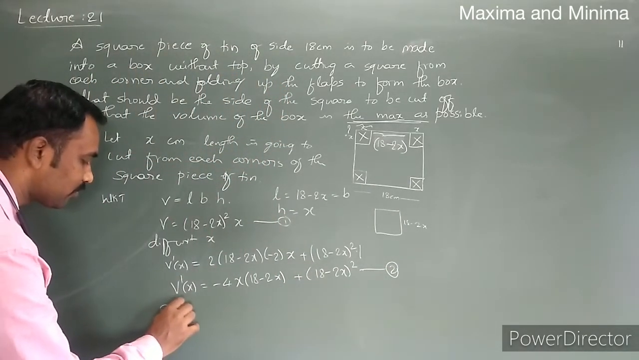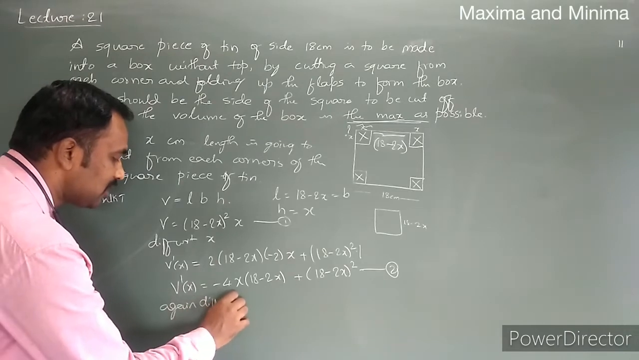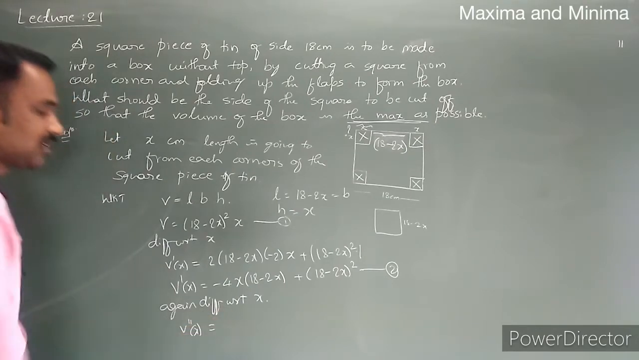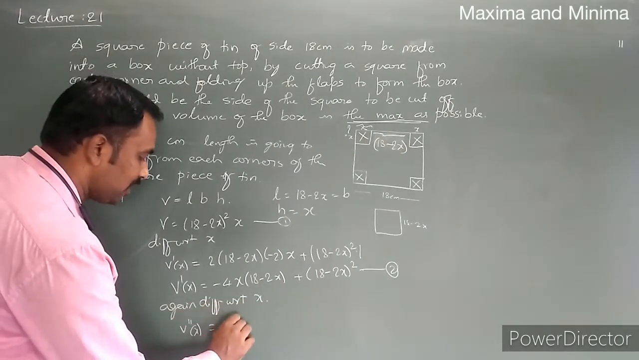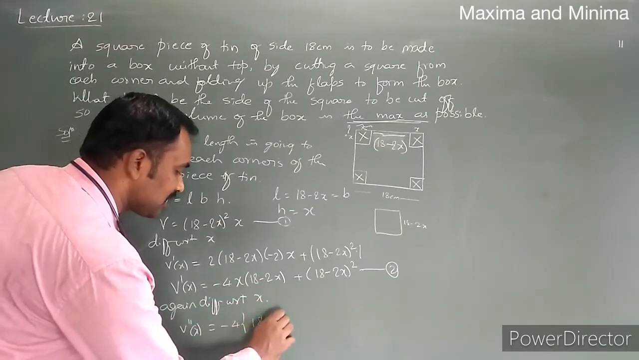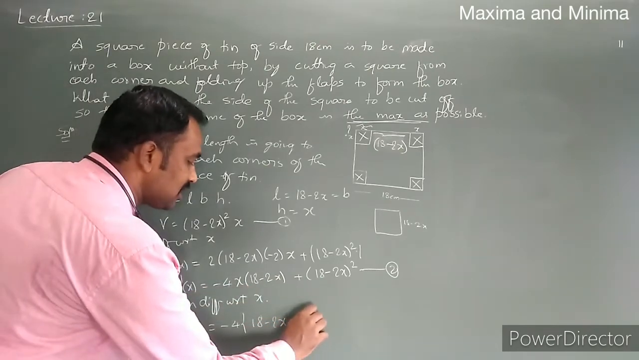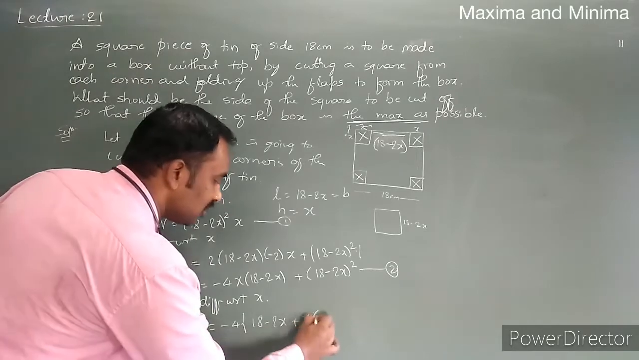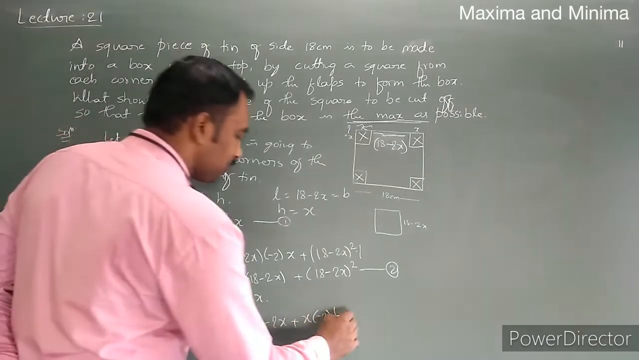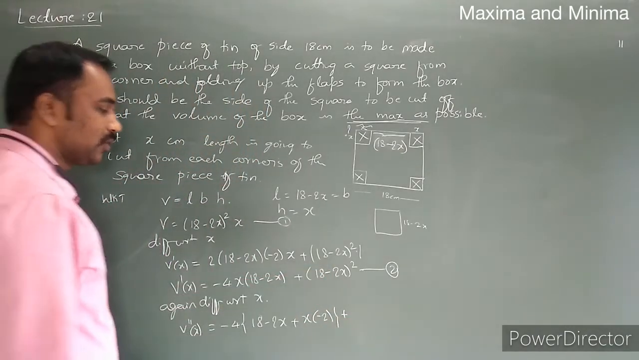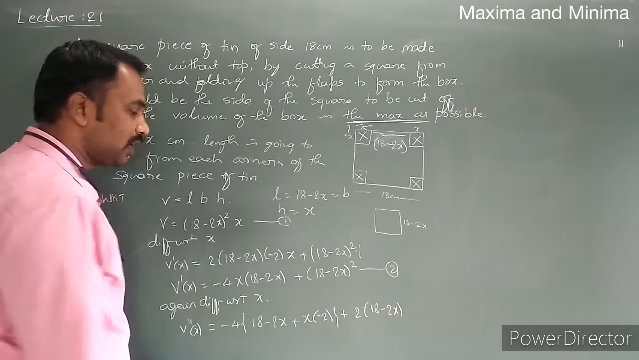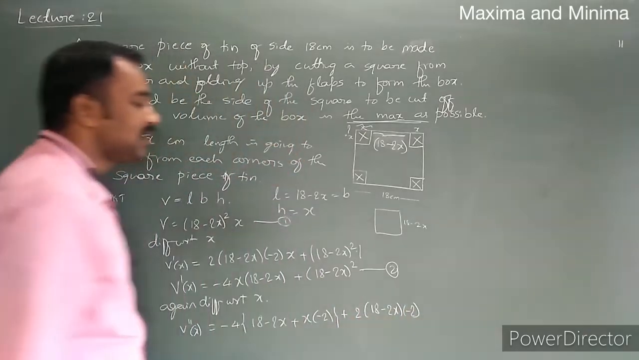Now again differentiating with respect to x. What do we get? V double dash of x is equal to, here again a product, minus 4 is common. For the first function x, differentiation is 1, with 18 minus 2x as it is, plus x as it is into the differentiation of 18 minus 2x, which is minus 2. Minus 4 is multiplied with only these two terms. Plus, as it is, (18 minus 2x) whole square, differentiation is 2 into (18 minus 2x) whole power 1 into the differentiation of 18 minus 2x, which is minus 2.